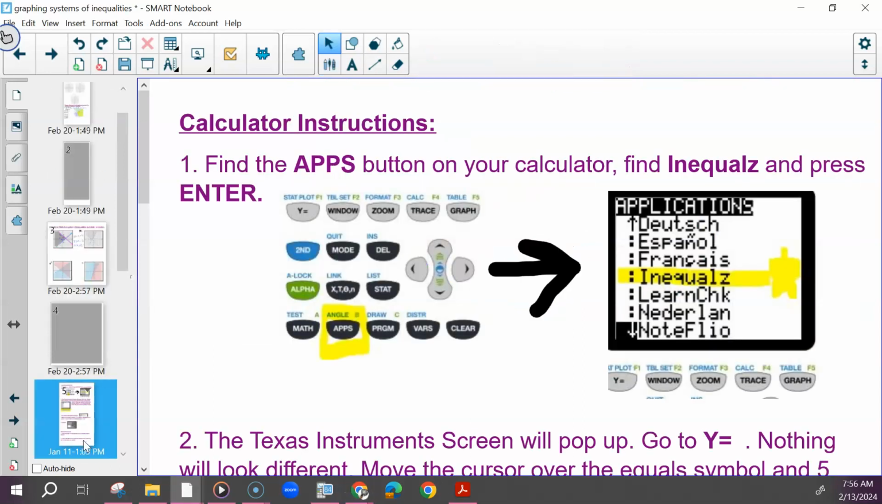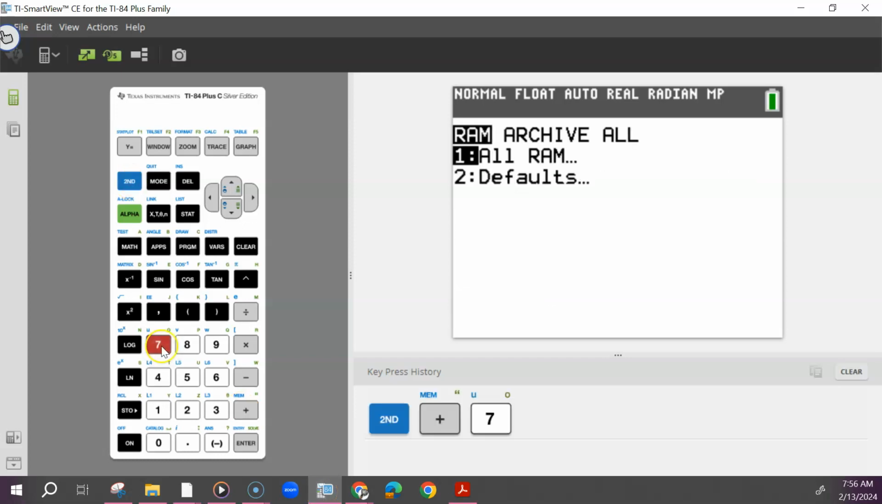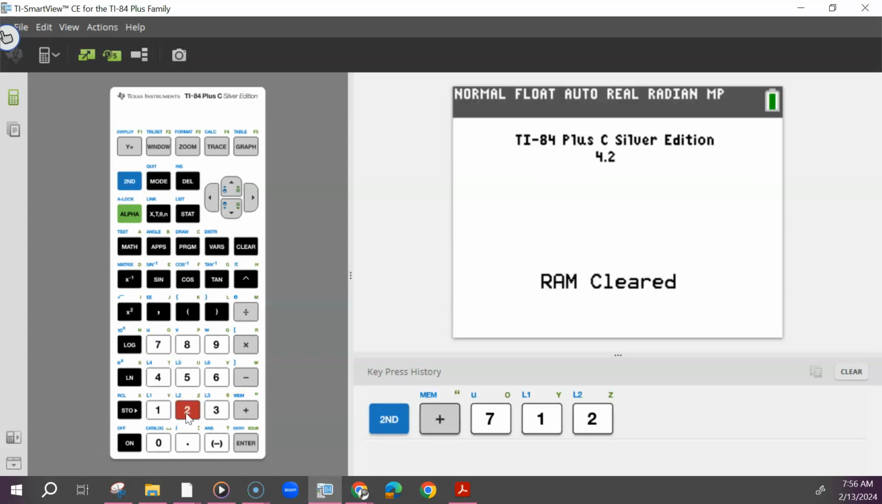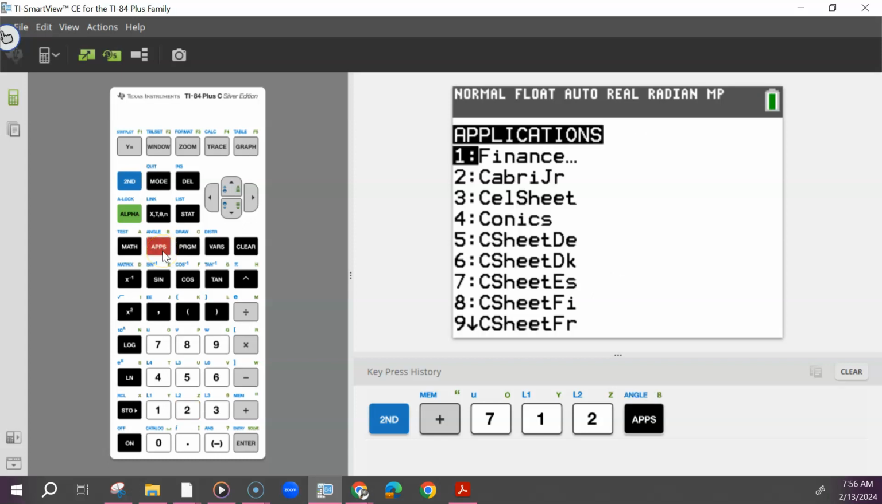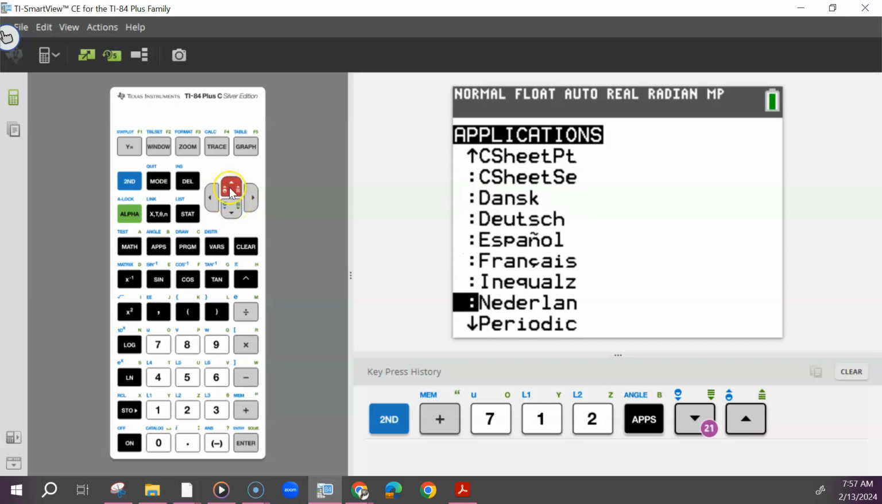On your calculator, go ahead and reset it. Second plus 7, 1, 2. And then you're going to go into apps, which is the button next to math. I have a lot more than you will, but you should have 4: Finance, Conics, Inequalz, and Poly Smlt 2. Find Inequalz, and then go ahead and press enter.